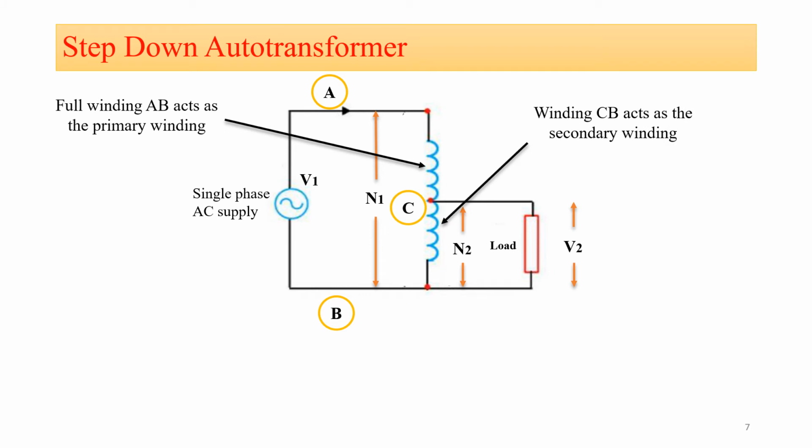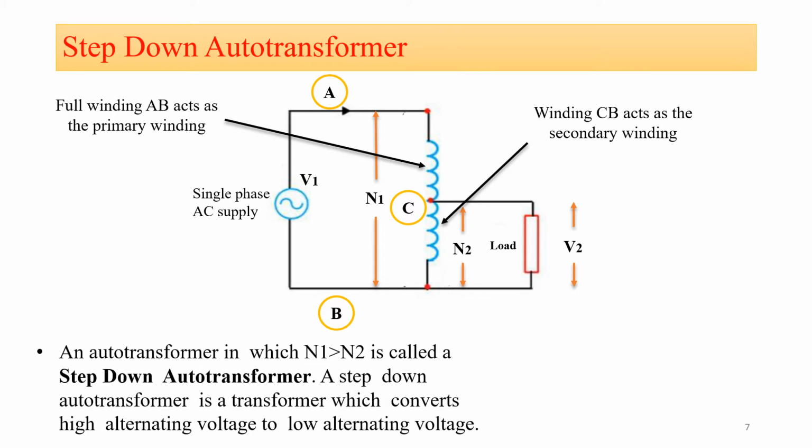The other part of the winding, that is winding CB, acts as the secondary winding across which the load is connected, and N2 is the number of turns corresponding to the secondary winding, that is CB. An auto transformer in which N1, that is the total number of turns of the primary winding, is greater than N2, that is the total number of turns of the secondary winding, is called a step down auto transformer.